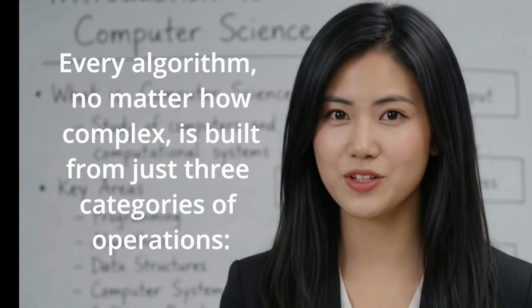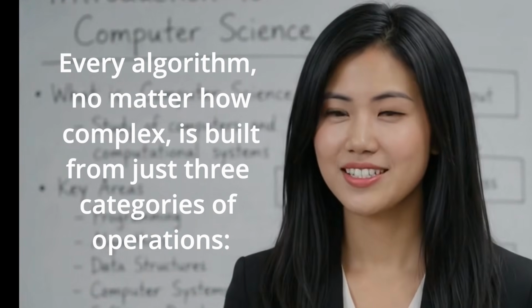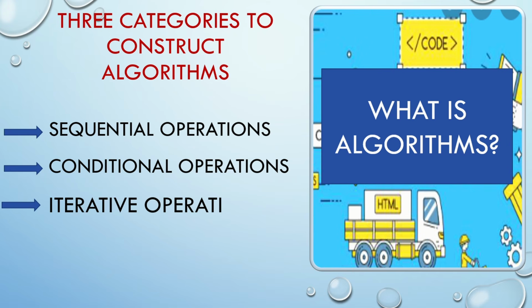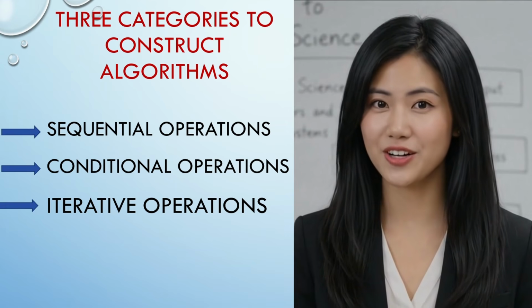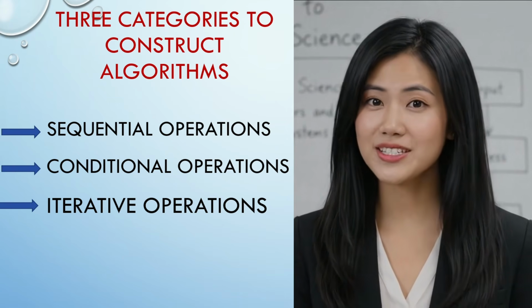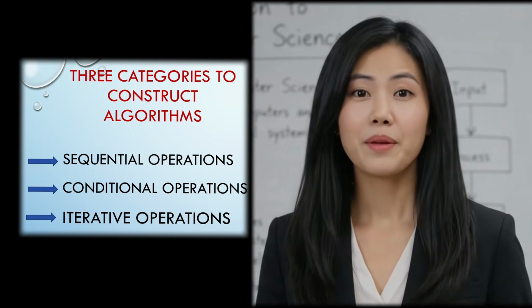Every algorithm, no matter how complex, is built from just three categories of operations: sequential operations, conditional operations, and iterative operations. These three building blocks are the foundation of all programming, and I mean all of it. Once you understand these three, you can read and write logic in any programming language. Let's break each one down.